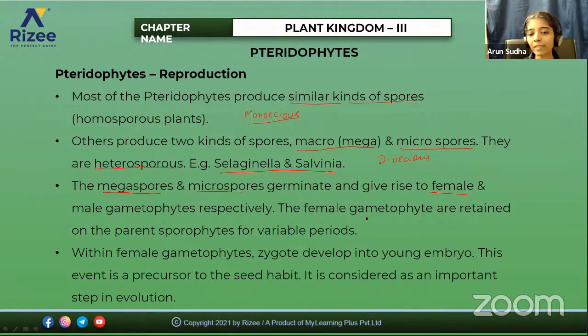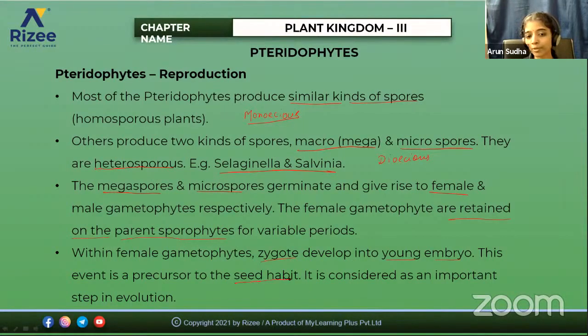The female gametophytes are retained on the parent sporophyte. Inside the parent, this female gametophyte will be retained for variable periods, for a long time. As a result, within the gametophyte, the zygote develops into an embryo. The zygote forms an embryo, and this is a precursor to the seed habit.